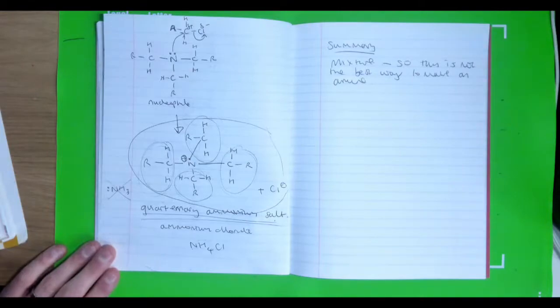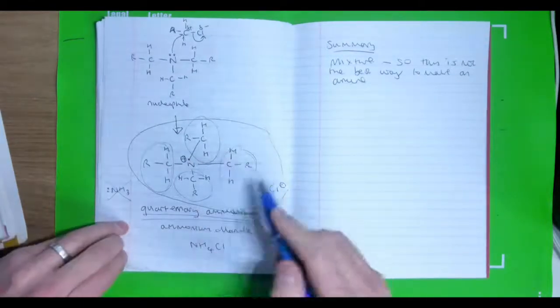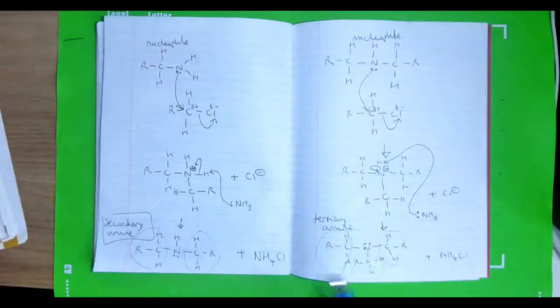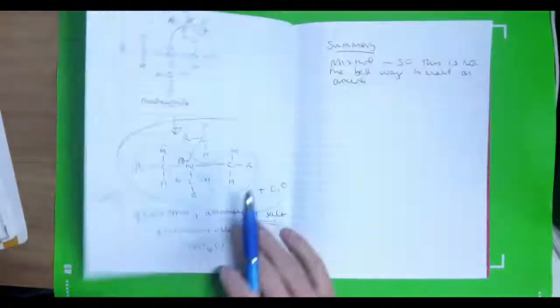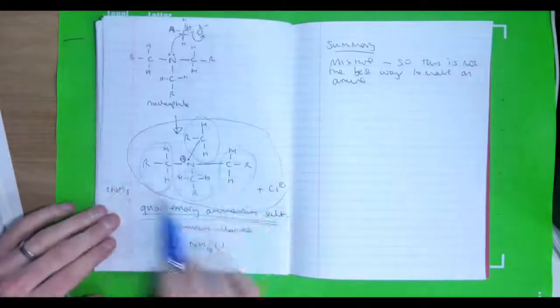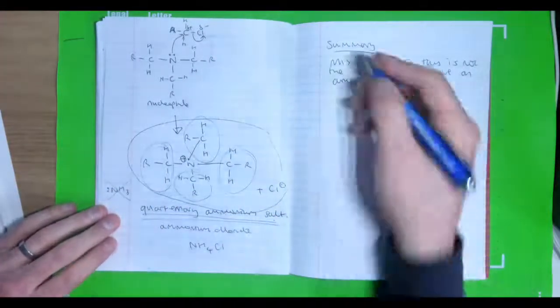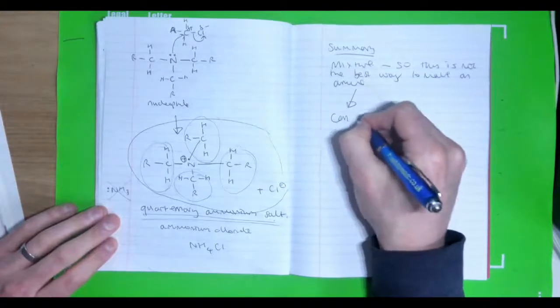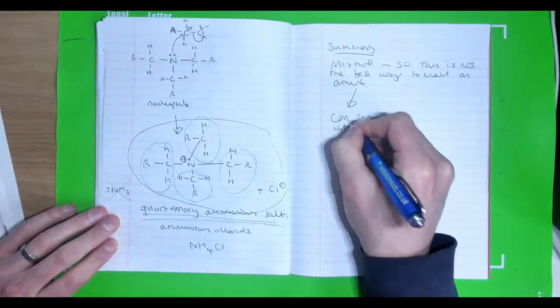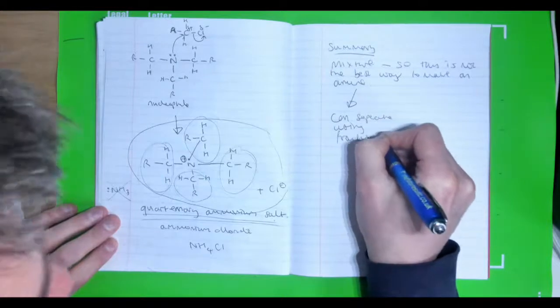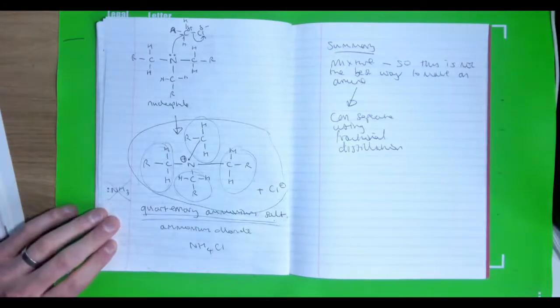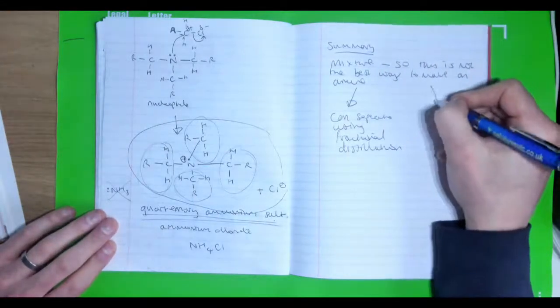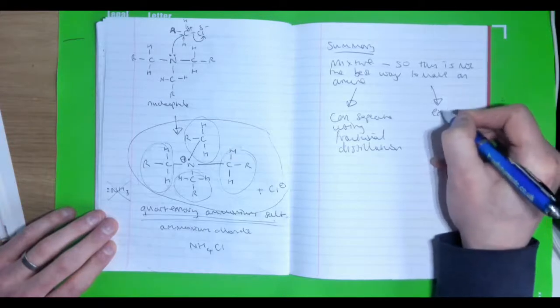However, if we want to combat this, we can separate the products using fractional distillation. That's because the boiling points of the primary amine, the secondary amine and the tertiary amine are going to be different. The quaternary ammonium salt is actually going to be a solid. It's an ionic compound. So we can separate using fractional distillation, or in the first place, you can just use excess ammonia.